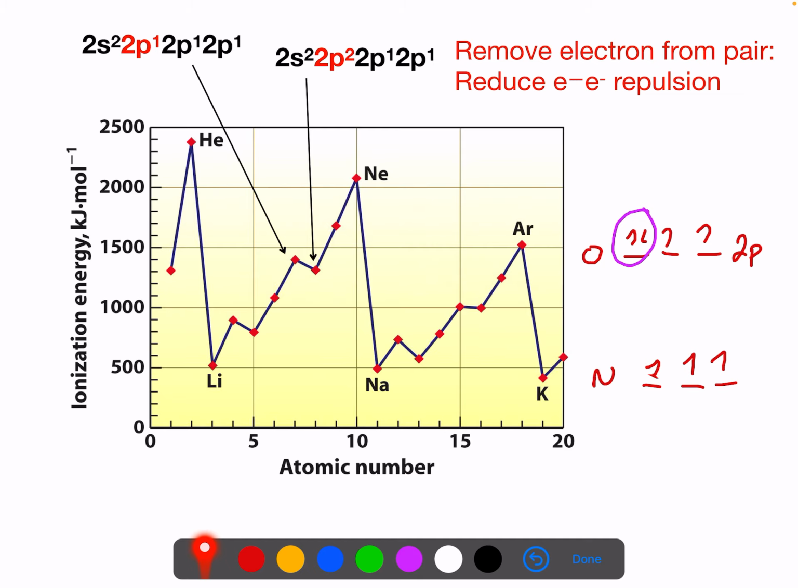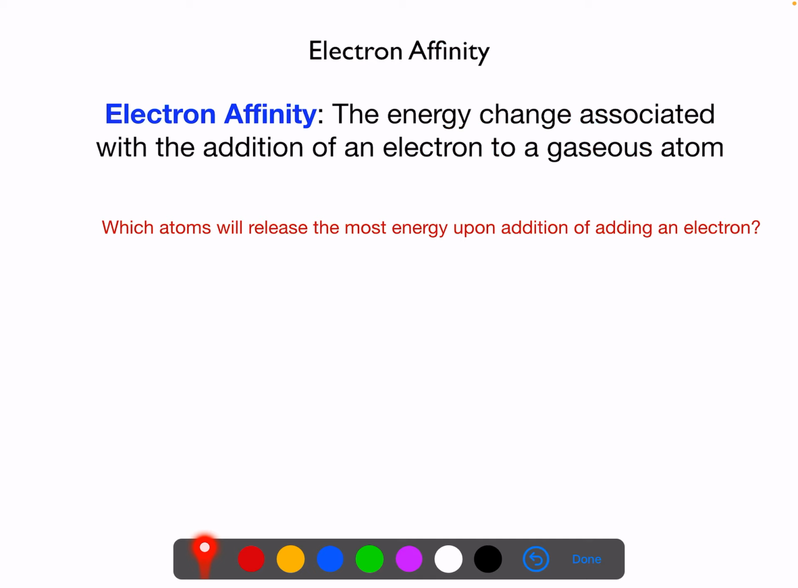The last trend we're going to look at very quickly is what's known as electron affinity. This is more or less the reverse of ionization energy. Electron affinity is the energy change associated with the addition of an electron to a gaseous atom. So in this case, we're adding an electron to form an anion, and we're seeing which atoms will release the most energy. If we're adding an electron, it's going to release energy as we form a force of attraction. So which atoms are going to be best able?